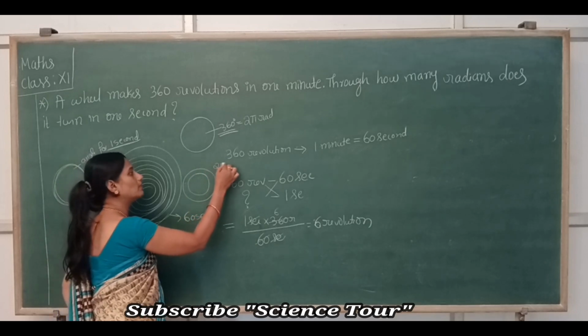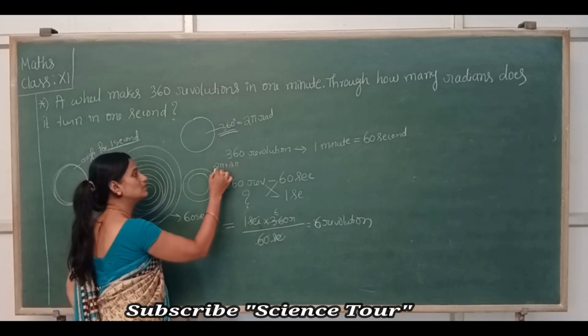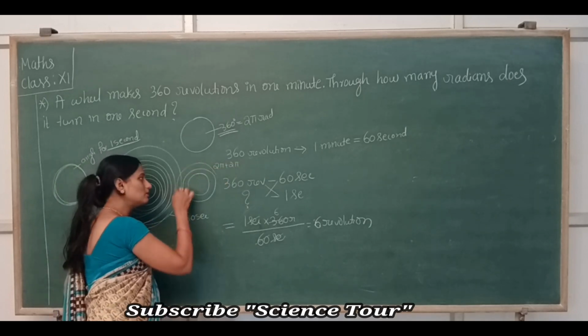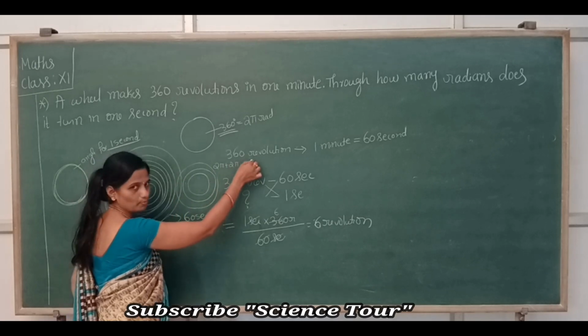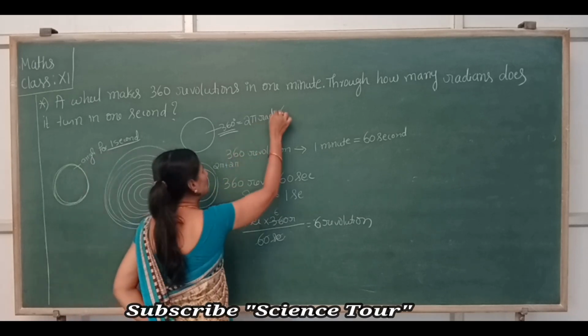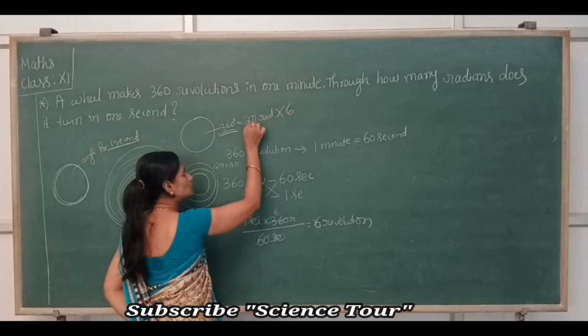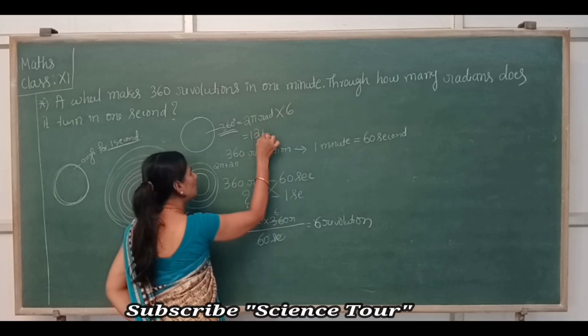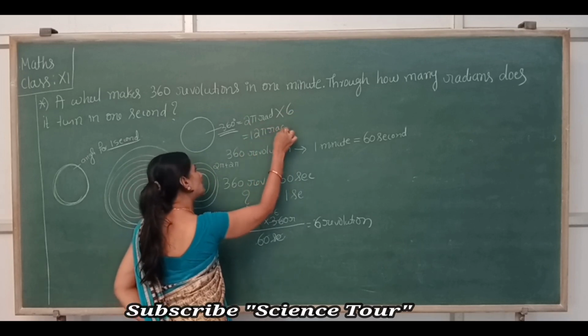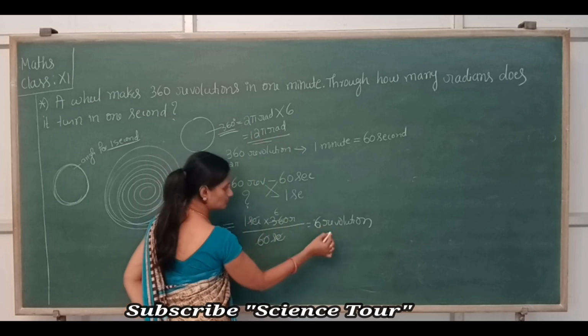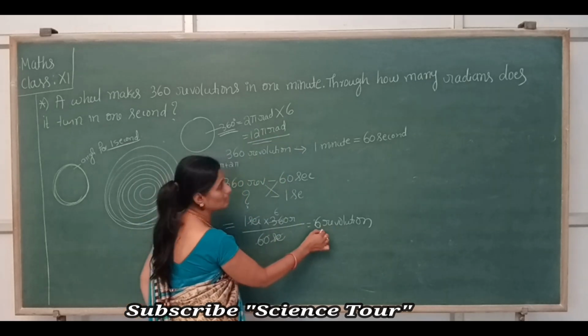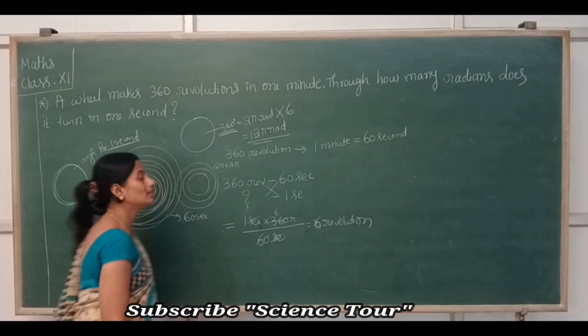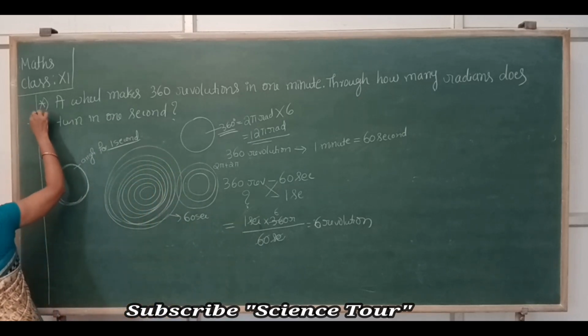2 pi plus 2 pi, how much is it? 4 pi. For the third rotation, plus 2 pi. Means for this, multiply by 6. 6 twos are how much? 12 pi radians. So what is the angle covered? For 6 revolutions, it is 12 pi radians. This is a very important question for 2 marks.